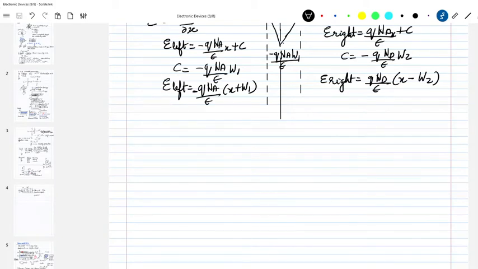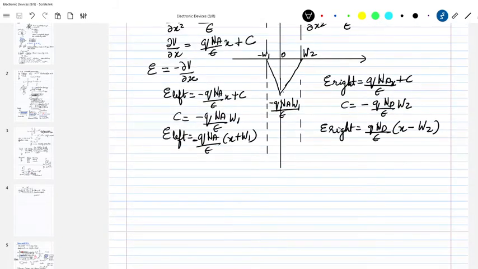Now this is the first integral. Now at the center they are going to be equal, which is going to be, if I put x equal to 0, minus qN_D W2 over epsilon. Correct?